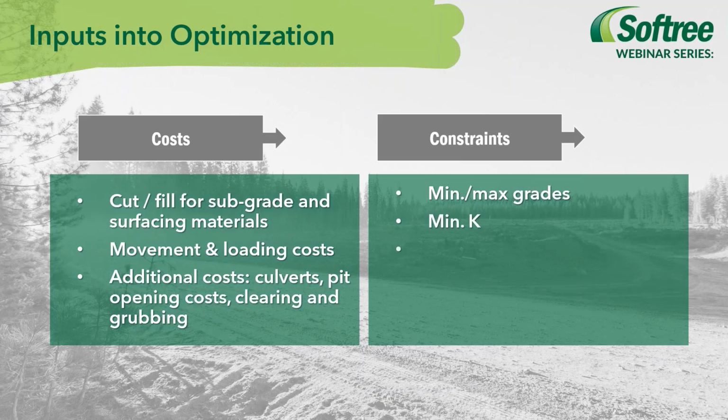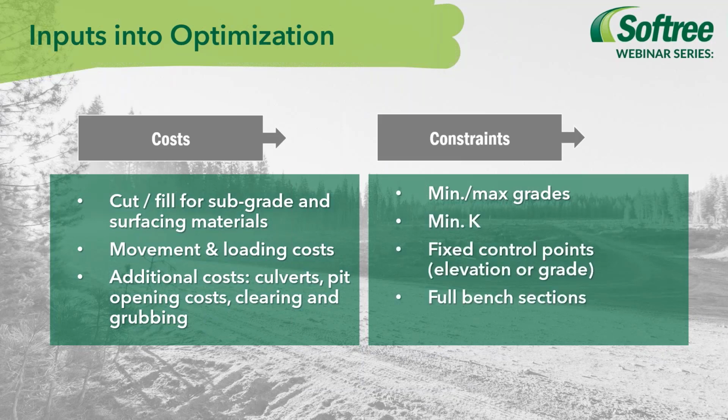For constraints, we can include a bunch of different constraints. So we can add in your maximum grades, your minimum K values, and assign control points. Our software is going to look to optimize your alignment based off of the earthworks. So it's not going to design things like your bridge abutments. So if you know exactly where you want those bridge abutments, maybe that's a good spot to assign a control point to make sure you meet that location.